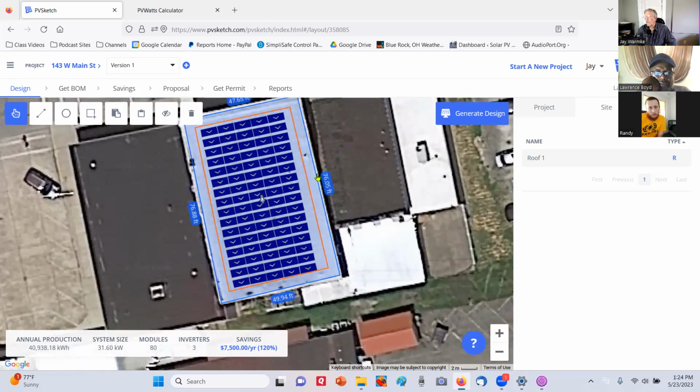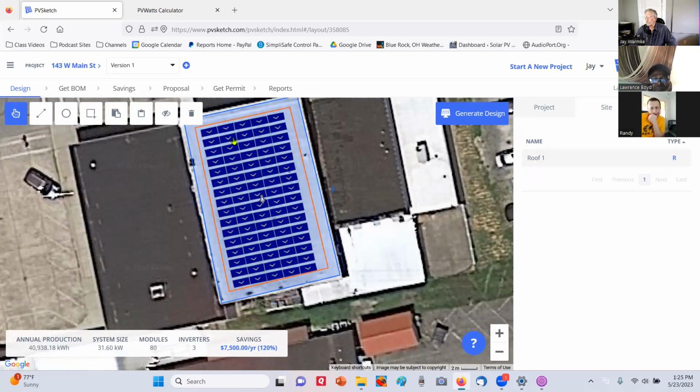So it's a flat roof, and you can see we defined that area. In this example, this is going to be a 31.6 kW system, and it's going to generate around 41,000 kilowatt hours per year. This is designed with 80 modules, and I set it up as a SolarEdge, so it's got inverters built into it.